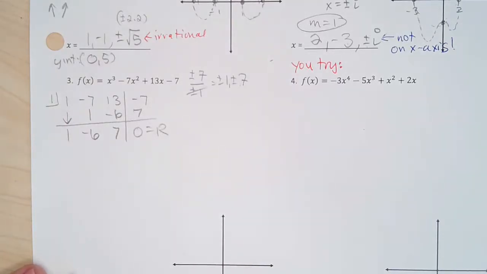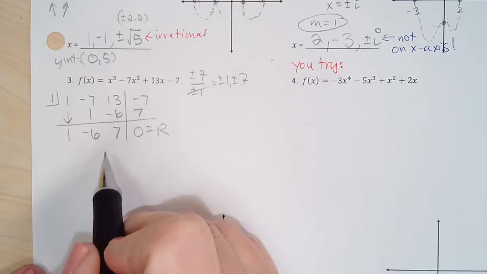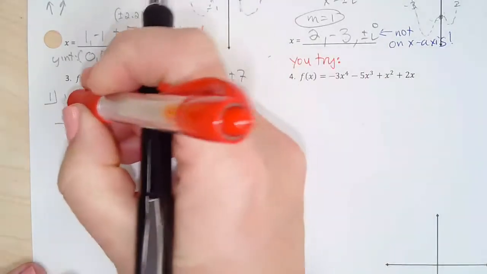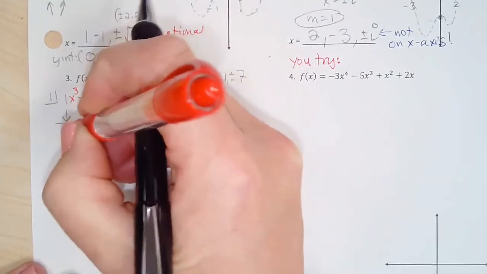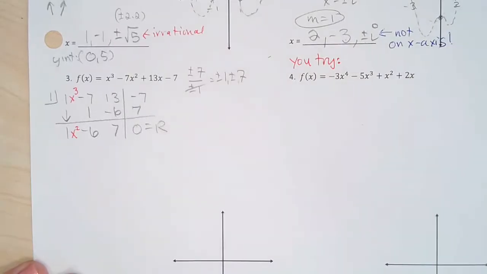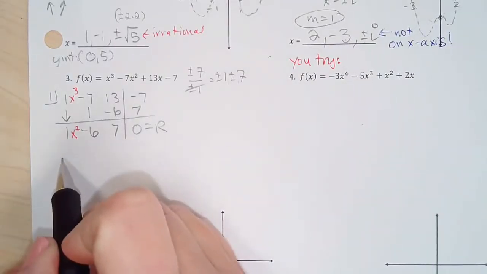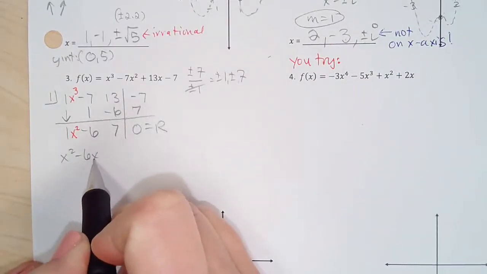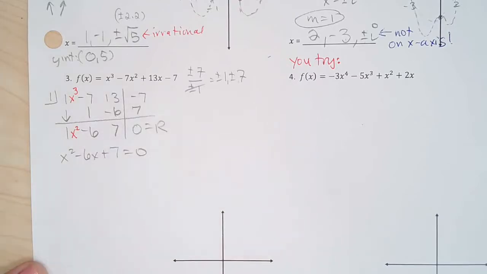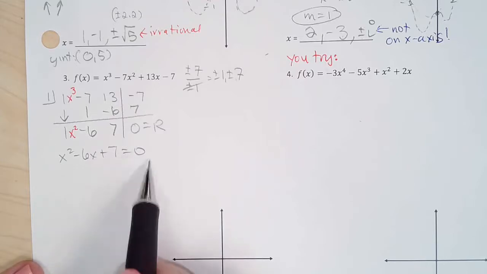So if we look at this problem now, we had x cubed, this is x squared. When we do a quadratic, we do want to see if it can factor with x squared minus 6x plus 7. That is our solution, or our quadratic. We're trying to find the solutions. Where are we on the x-axis?